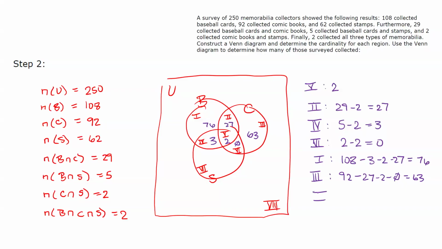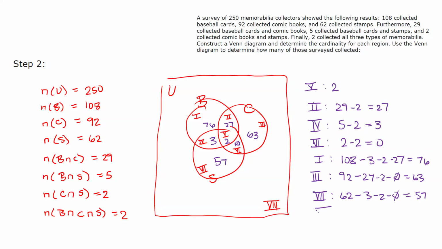Then we will go to region 7. Region 7 is set S. The total for set S is 62. We have 3 values already, 3, 2, and 0, which gives us a total of 57.